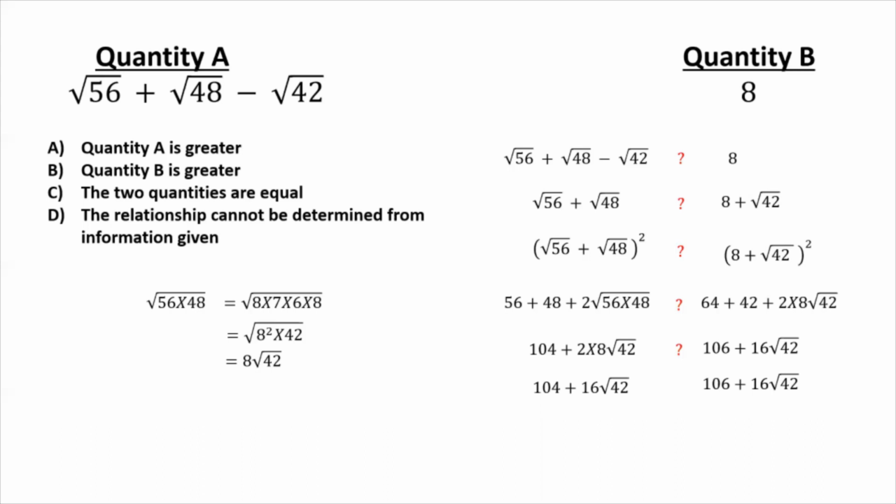So now, as I write these expressions on both sides, this becomes much easier to compare, because I still have an imperfect square like root 42, right? But I need not worry about that, because on both sides of that question mark I have that quantity. So it's the same quantity, 16 multiplied by root 42. But on the left hand side I have 104, and on the right hand side I have 106. So now the relationship between these two is actually pretty clear.